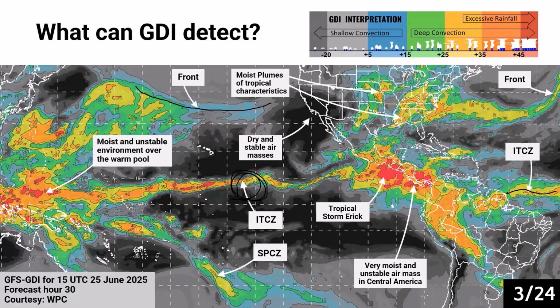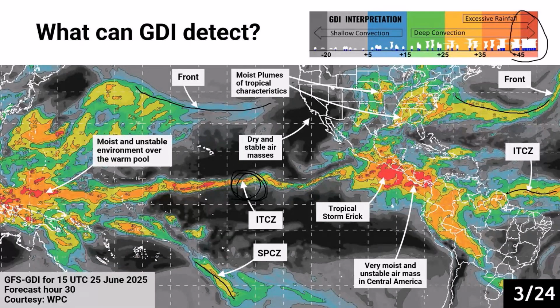You can see these different fronts. This is very likely a front with the South Pacific Convergence Zone. Then you can also see areas where you can have a potential for heavy rainfall. So when the GDI is very high, say more than 45, your potential for heavy rainfall increases.